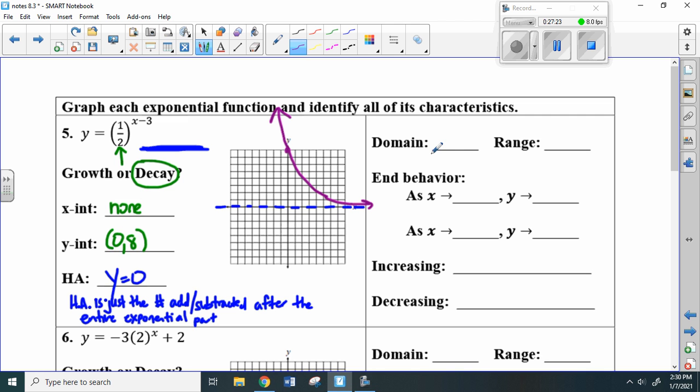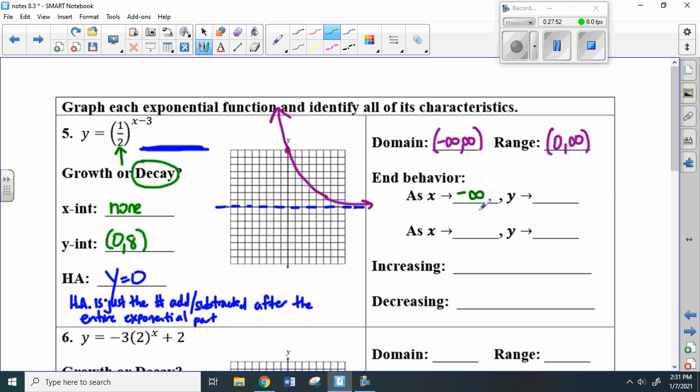Now, as long as it's exponential, the domain will always stay the same. And as long as we don't reflect it, as long as it stays above the asymptote, you will start at the horizontal asymptote and go up from there. Okay? All right, end behavior.